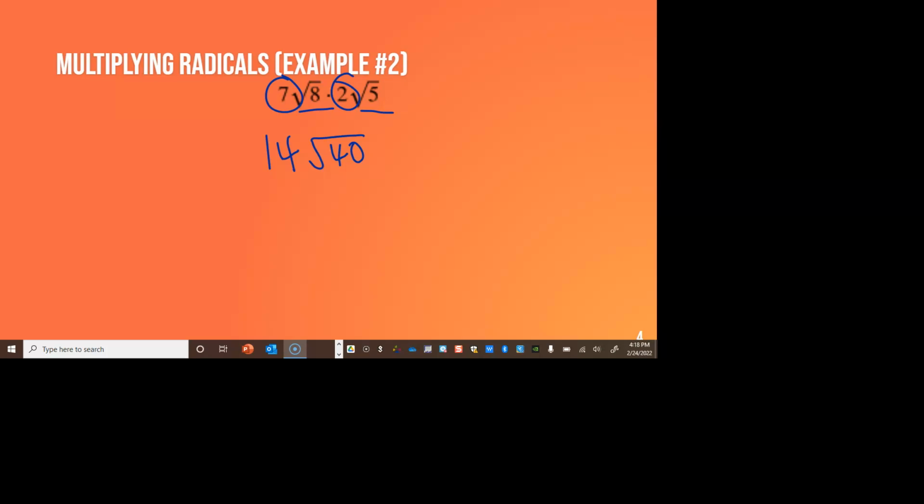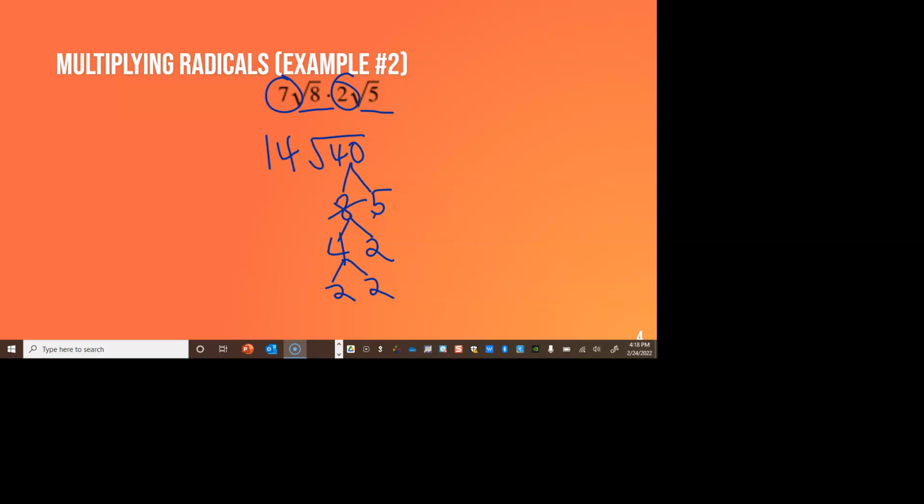So 40 can be simplified with factors. Any two factors that you can multiply to get 40. You can do 8 times 5. You can use any other two, and you're going to get the same answer at the end. And then for 8, we're going to do 4 times 2. And then for 4, we're going to do 2 times 2. As you can see, 40 is not simplified all the way. You need to simplify more.